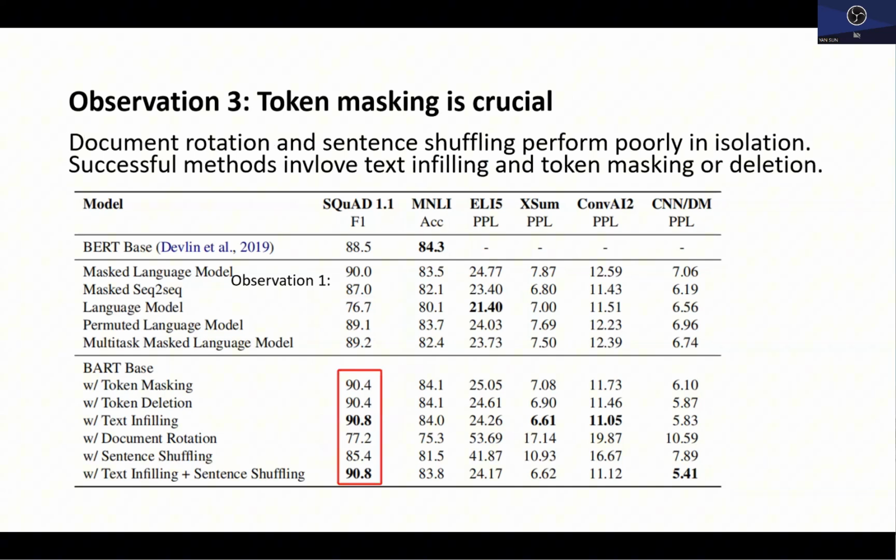Third, token masking is crucial. As we can see, for the BART model, we corrupt our document in many ways. And we can see from the result that if we only do document rotation or sentence shuffling, the result is not as good as if we do text infilling or token masking or token deletion.